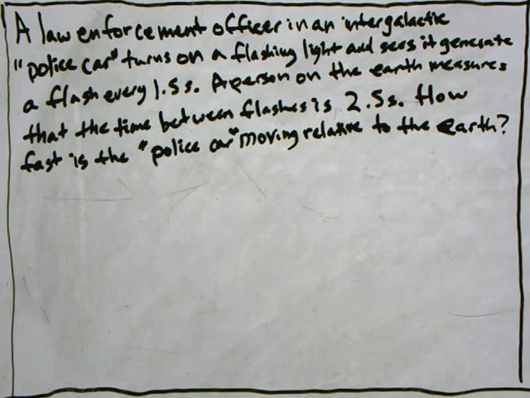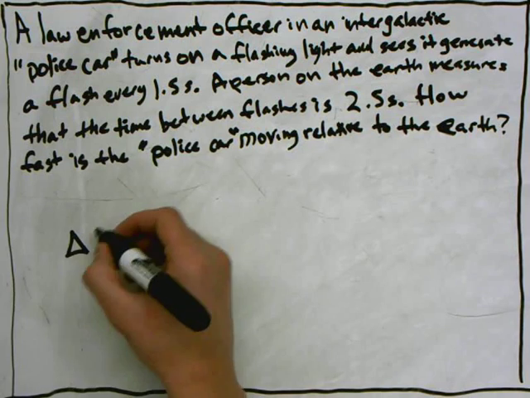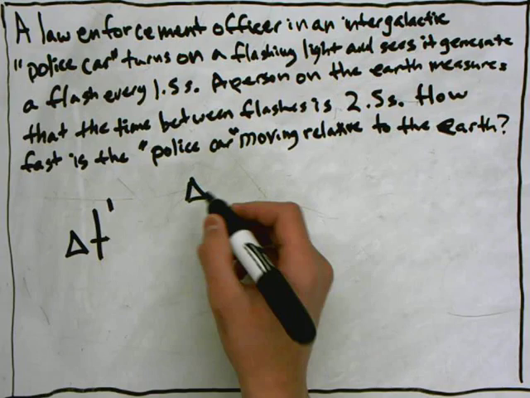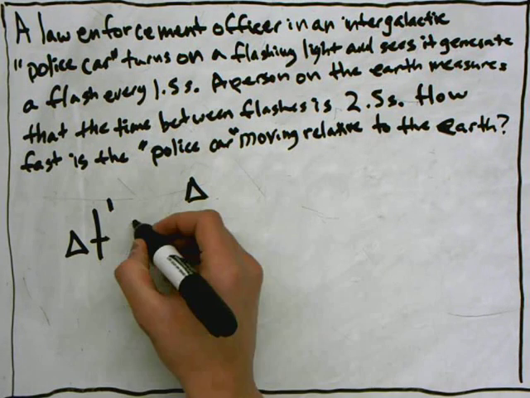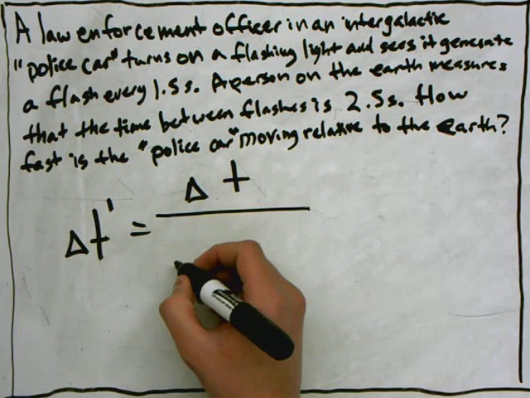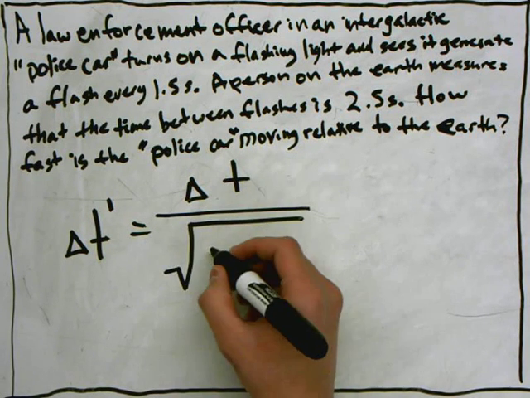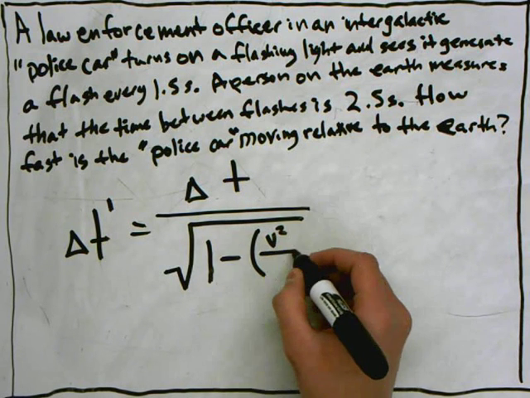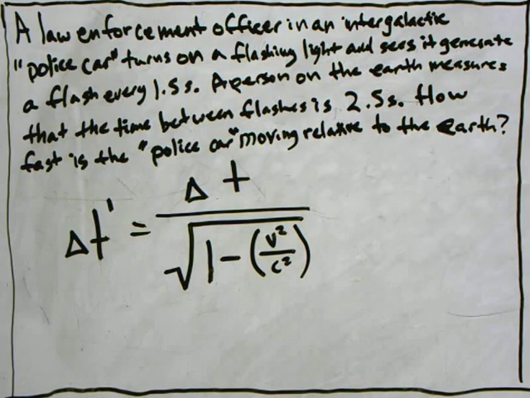So what we want to find is the difference in time, which will give us the speed. The formula for this is the change in time from the perspective of the Earth is equal to the change in time from the perspective of the police car, divided by the square root of 1 minus the velocity of the object squared over the speed of light squared. That's the formula we're going to use. I'm going to erase it so I have room, but you can pause the video and write that down.